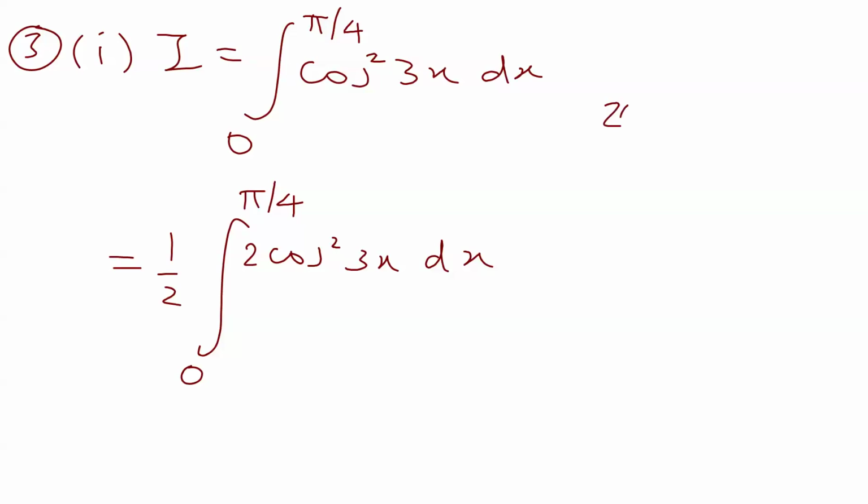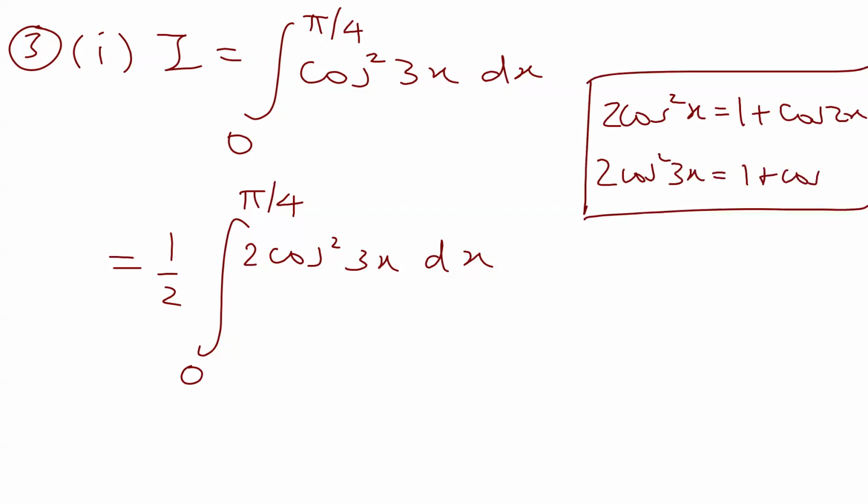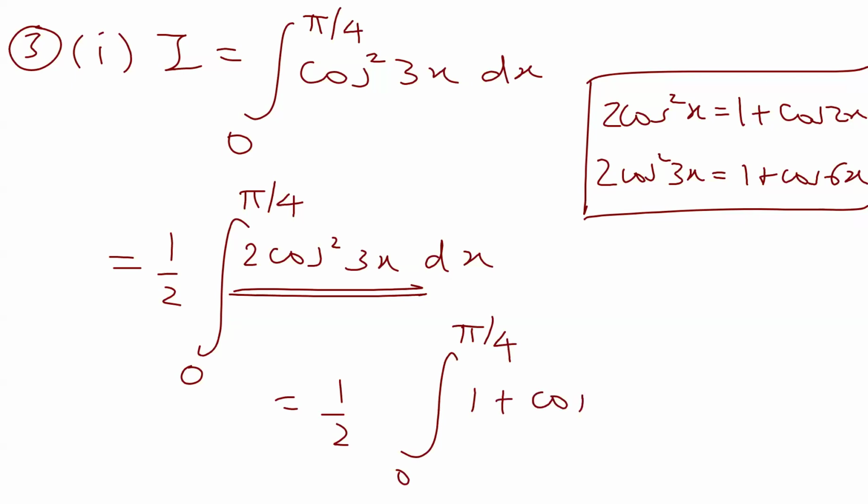Now 2 cos square x is 1 plus cos 2x, half angle formula. So 2 cos square 3x is equal to 1 plus cos 6x. Half angle formula over here. 0 to pi by 4, 1 plus cos 6x dx.